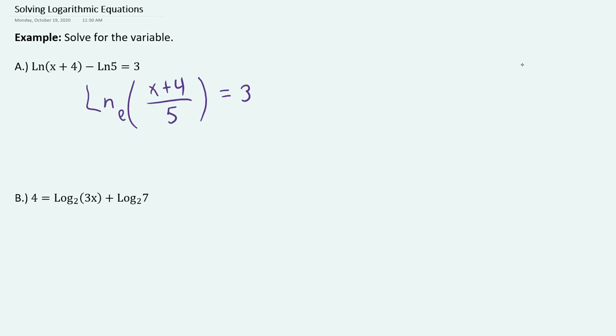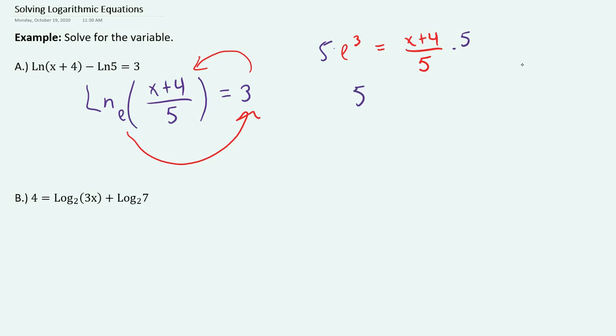Then a natural log has a base of e, so now we can change it to exponential form: base raised to the exponent equals the value. So we have e raised to the third power equals x plus 4, all divided by 5. So I can isolate x by first multiplying both sides of the equation by 5. And so that means I'm left with 5e to the third power equals x plus 4. And then finally, I can just subtract 4 on both sides of the equation to isolate my x. So I have 5e raised to the third power minus 4 equals x.